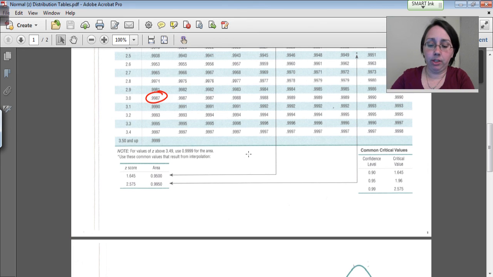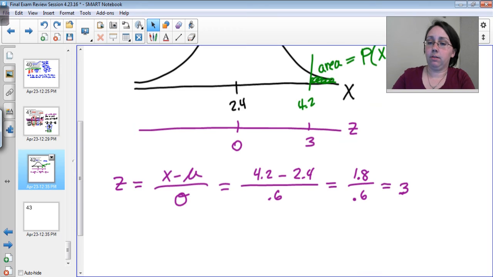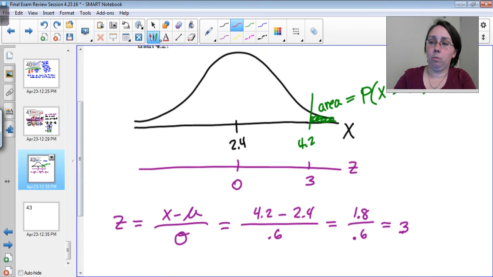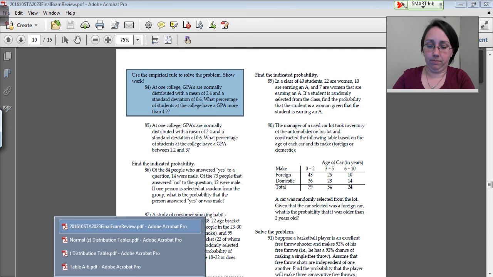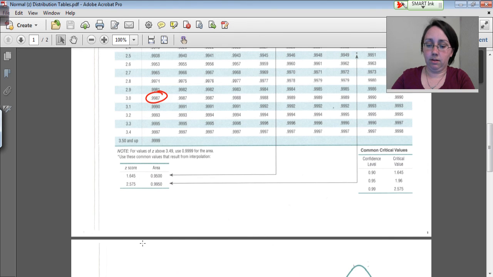0.9987. Is that what I'm looking for? So, where's 0.9987 in my bell curve? To the left. I forgot what I said. 0.9987, so you're going to do 1 minus that. Yes. Oh, wrong one. I thought we were doing the empirical.